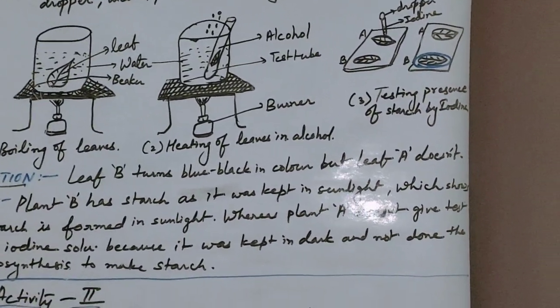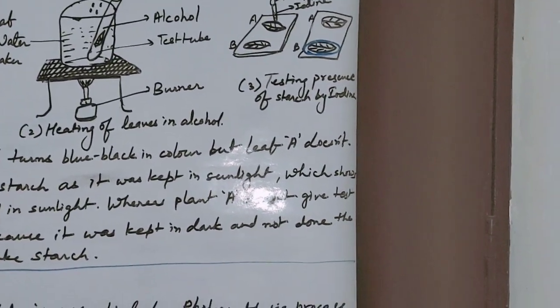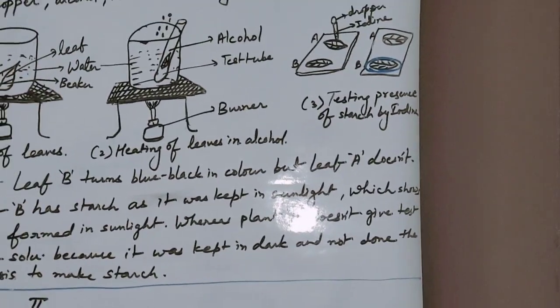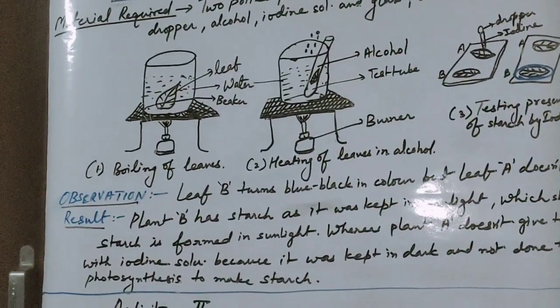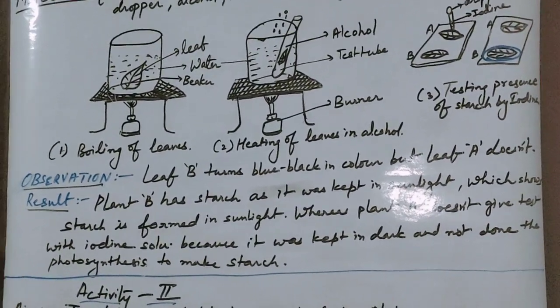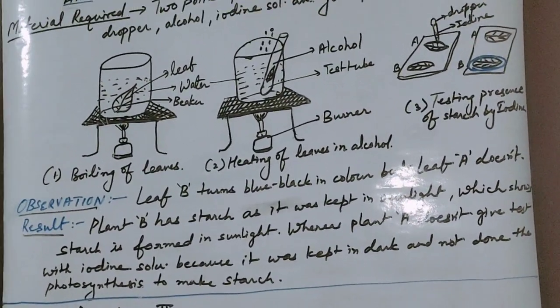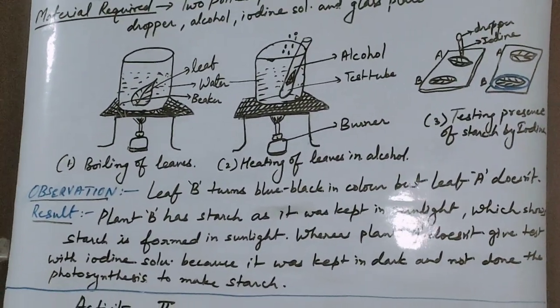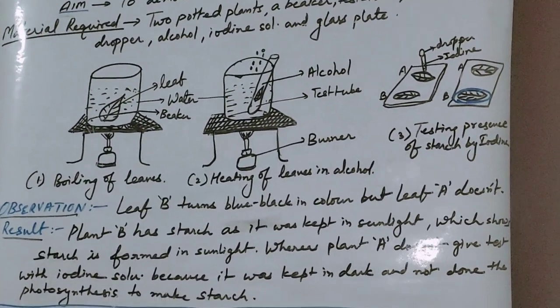Keeping them for 2 days in a dark place makes the leaves starch free. Why does this happen? Because no sunlight is there in the dark place. In the absence of sunlight, the leaves are not preparing their food. They will not do photosynthesis. So students, we are keeping them in a dark place.